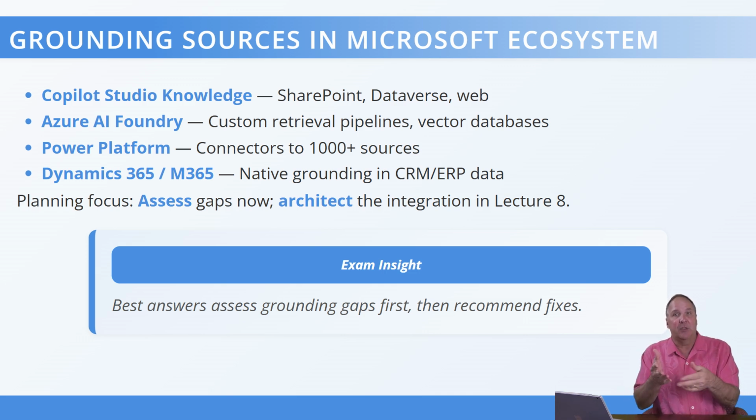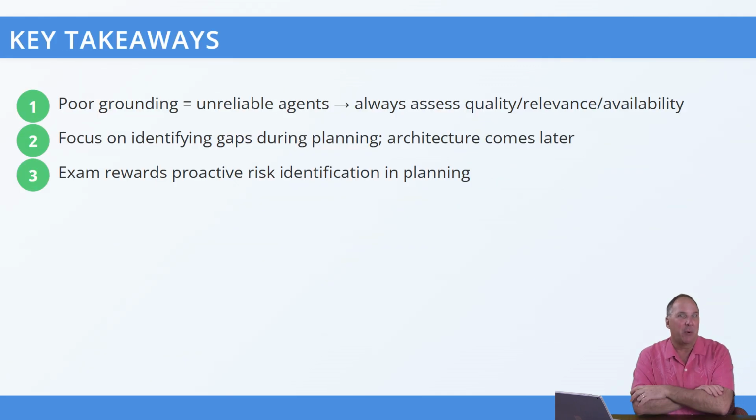So an exam tip: you'll see scenarios like our customer data is scattered across 3 legacy systems and the product knowledge base hasn't been updated in 6 months. Your answer should be assess readiness first, identify quality, relevance, and access gaps. Recommend a governance approach and establish data refresh cadence before building that agent. That's proactive risk mitigation.